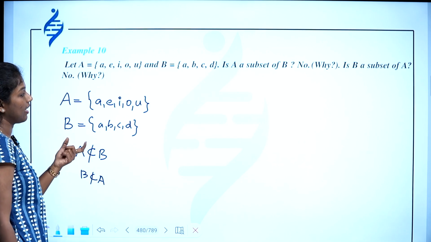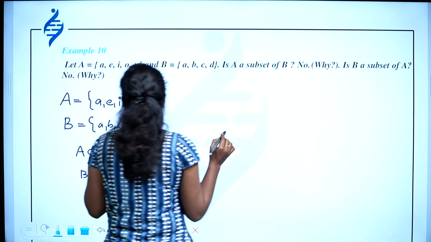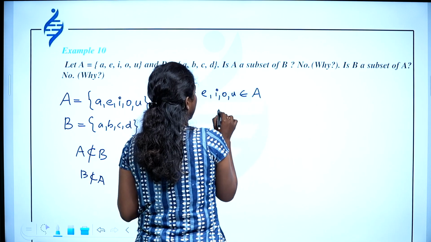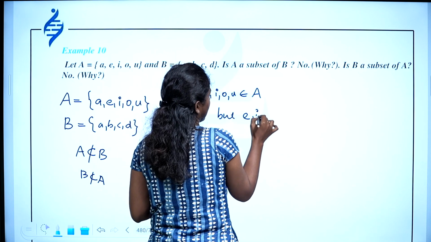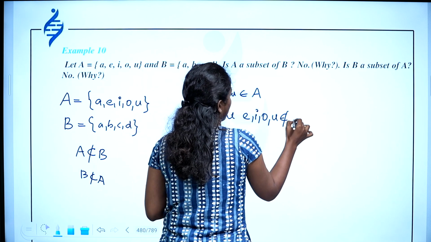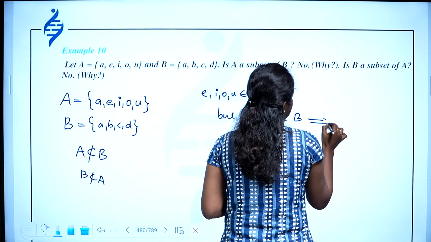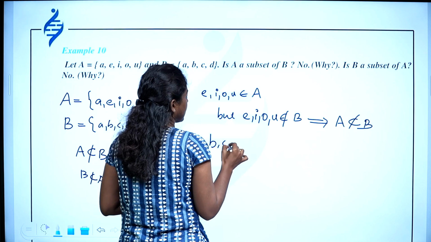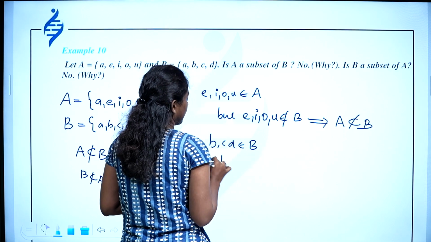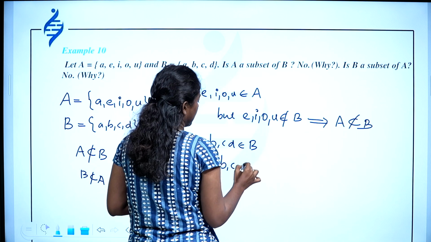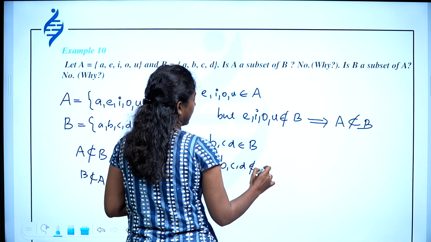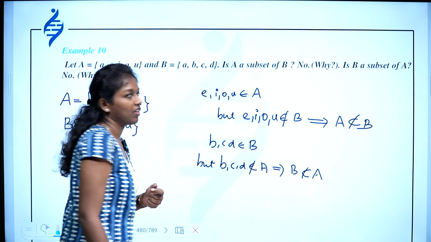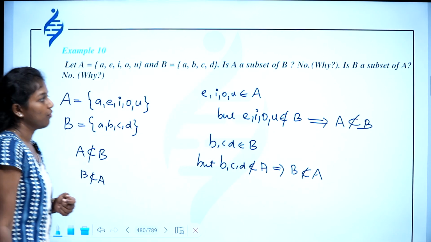So, how do we give the reason? We can write it like this. e, i, o, u belongs to A, but e, i, o, u does not belong to B, this implies A is not a subset of B. Similarly, we can write b, c, d belongs to B, but b, c, d does not belong to A. This implies B is not a subset of A. Okay, so this is how we give reason for such questions.